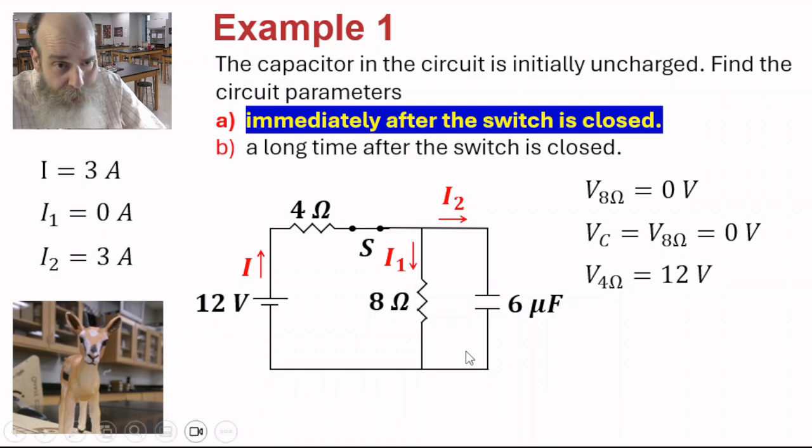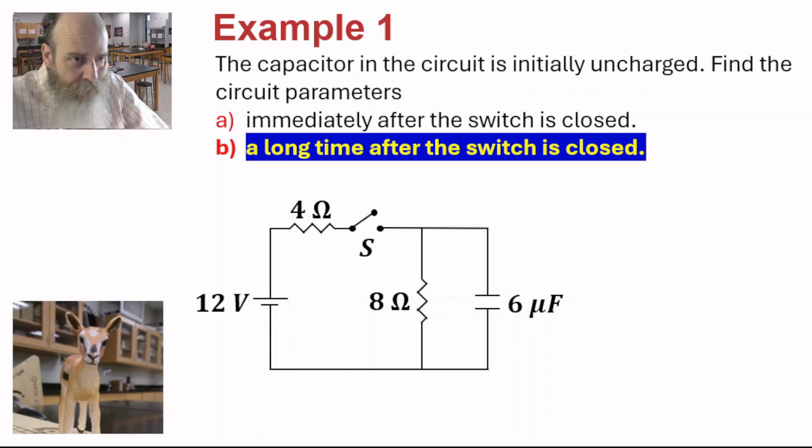And you could also find this by applying Ohm's law. V equals IR. So we have a 3 amp current through a 4 ohm resistor. 3 times 4 equals 12 volts. The charge on the capacitor: QC equals C times VC. And since VC equals 0, the charge on the capacitor is 0 coulombs.